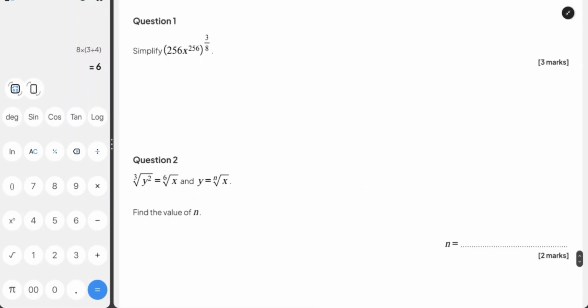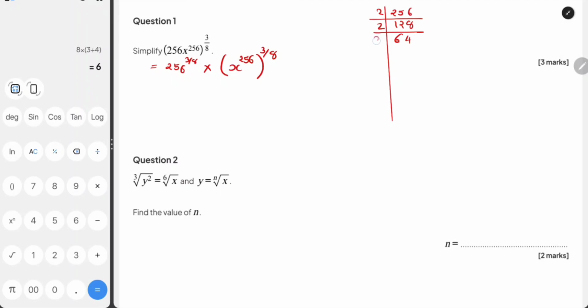Okay, simplify this. First of all, we'll give them separate powers. So that 256 to the power 3 by 8 into x raised to 256 whole to the power 3 by 8. Now number raised to 3 by 8, so we'll do the prime factorization of base. 256 prime factorization: 2 to 128 to 64 to 32 to 16 to 8 to 4 to 2 and to 1. So that's 2 raised to 8.